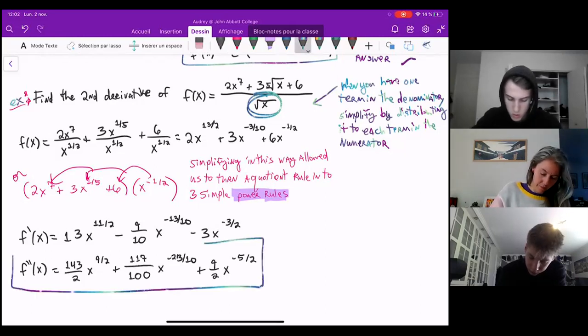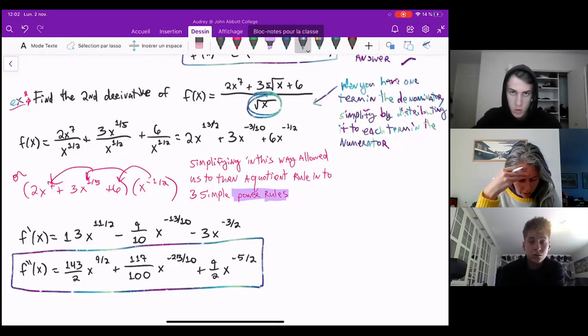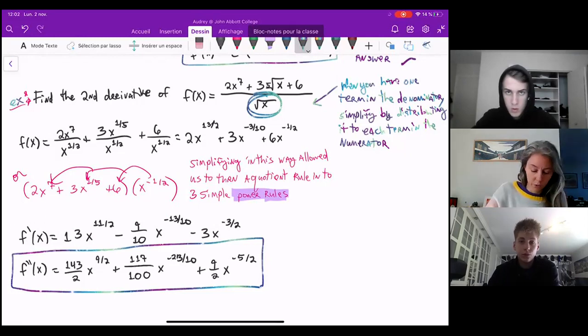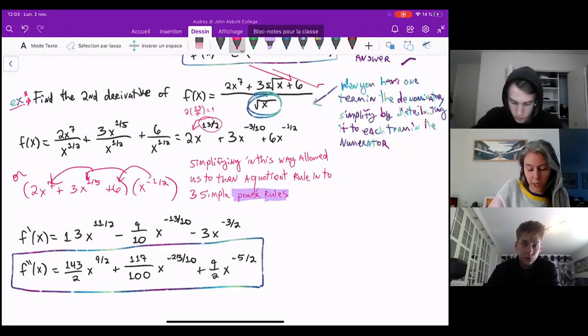Miss, shouldn't it be 26x to the 11 over 2? Because it was a 2x. Because above it was 2x to the power of 13 over 2. So shouldn't it be 2 times 13? But it's 2 times 13 over 2. So when I bring the 13 over 2 down, I'm multiplying it by 2. Got it. And 2 times 13 over 2 is just 13.